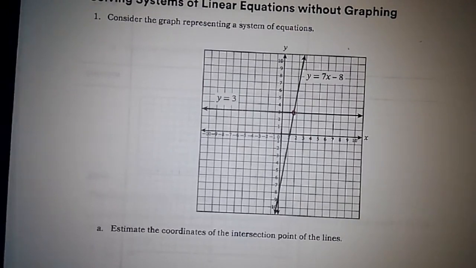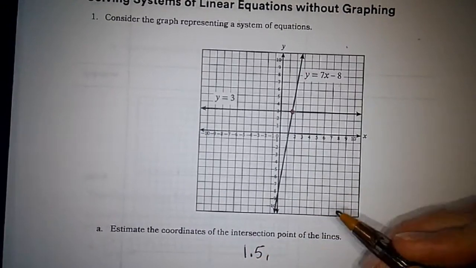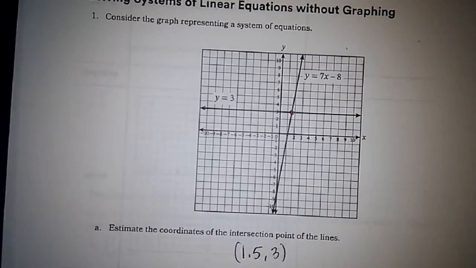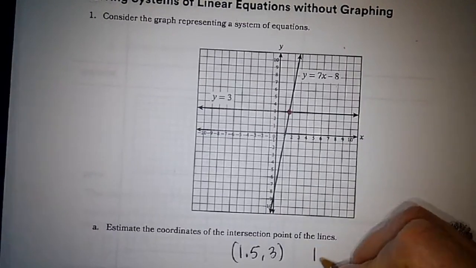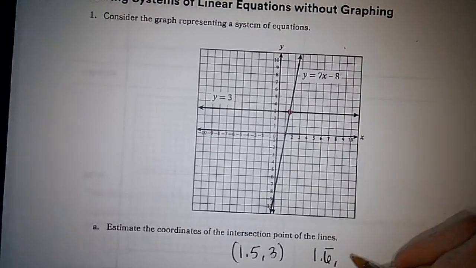What you got, Leah? She said 1.5, comma what? 3. Y'all agree? Anybody have anything different? What you got, Cooper? 1.6 repeating. And what? And 3.